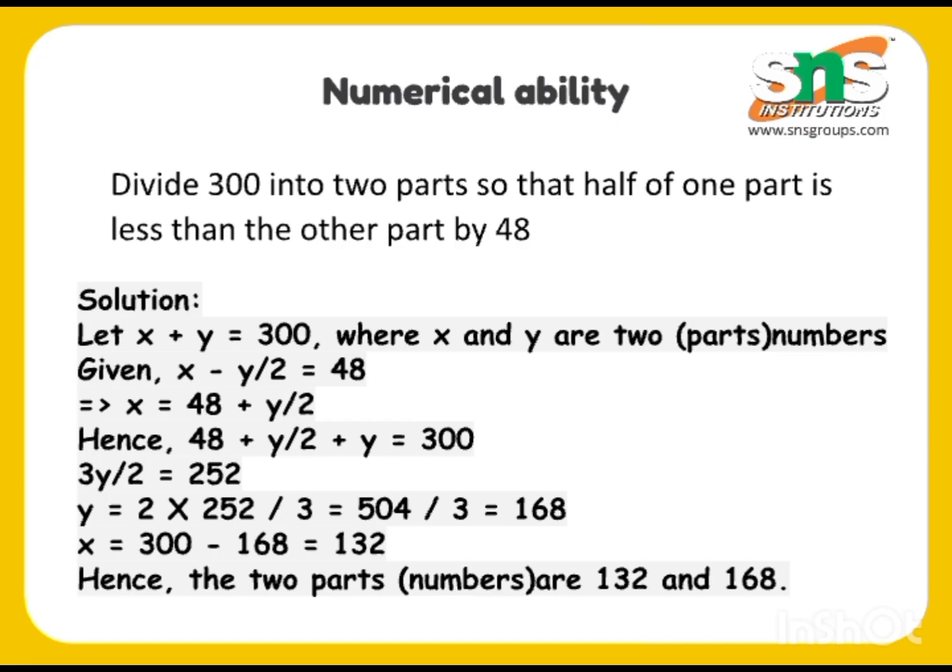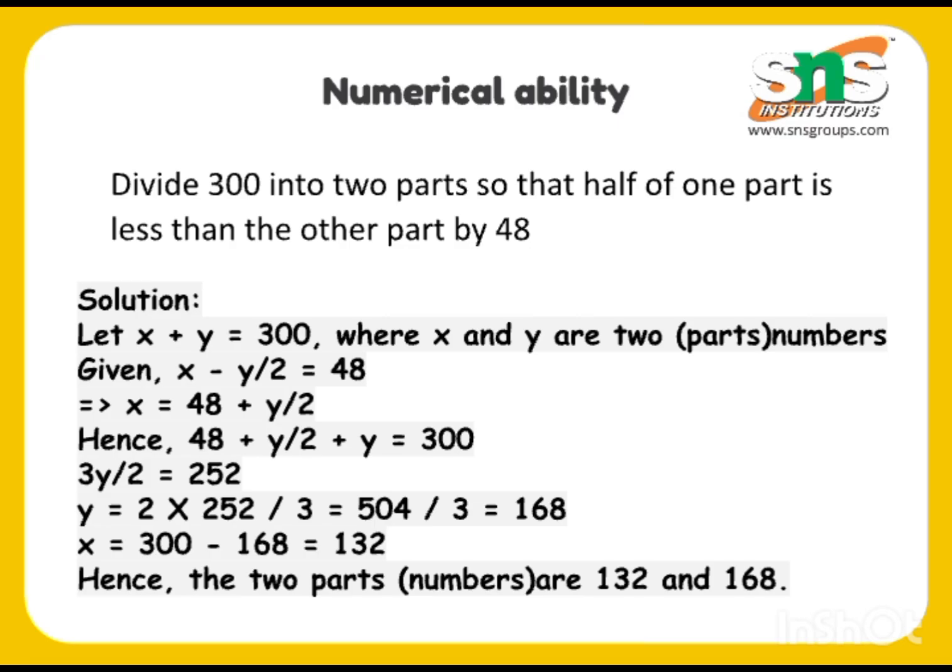Now you're going to take all the y to the other side. So x is equal to 48 plus y by 2. Now you have got a value for x. You're going to substitute that x value in the previous equation, x plus y equal to 300. So 48 plus y by 2 plus y is equal to 300. Now when you bring the 48 to the right hand side, 300 minus 48 will be equal to 252.